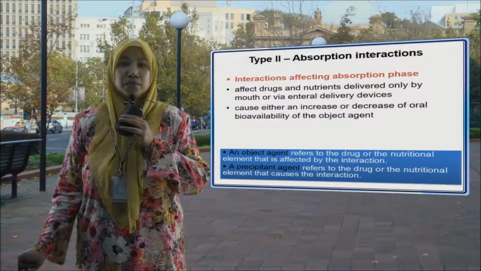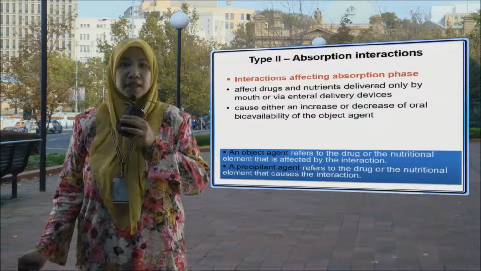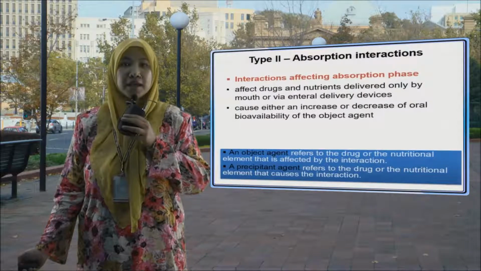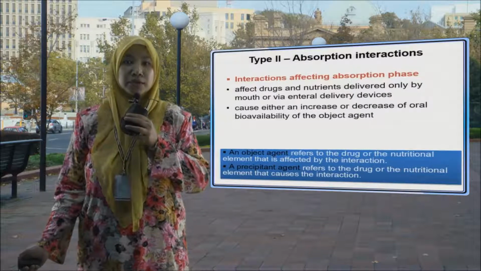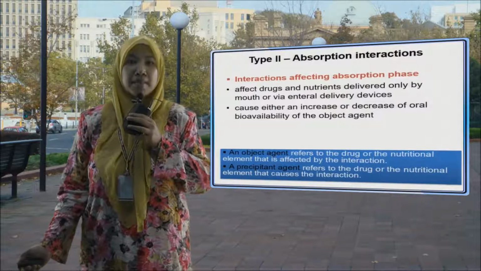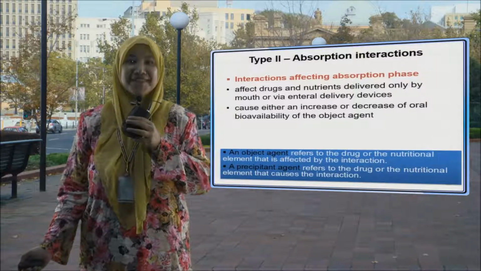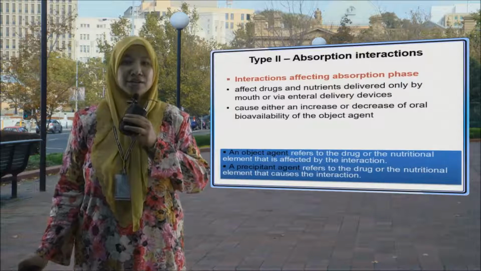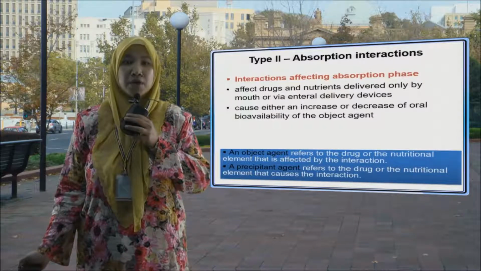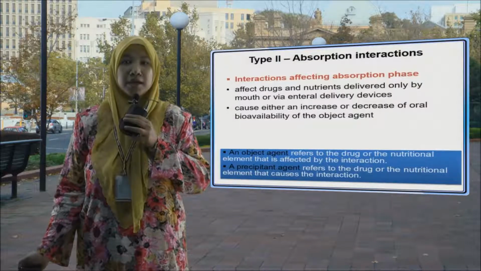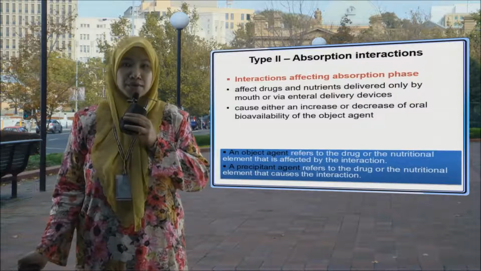Type 2, interaction affecting absorption. Interaction affects the absorption phase. So, it affects drug and nutrient delivered only by mouth or via enteral delivery device. Causes either an increase or decrease of oral bioavailability of the object agent. You already understand what is oral bioavailability.